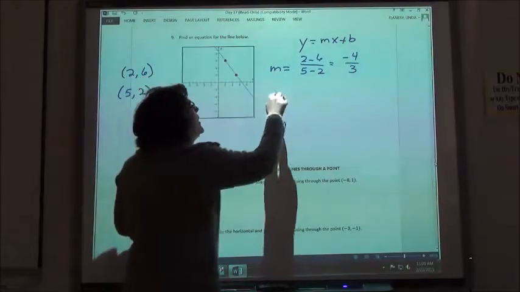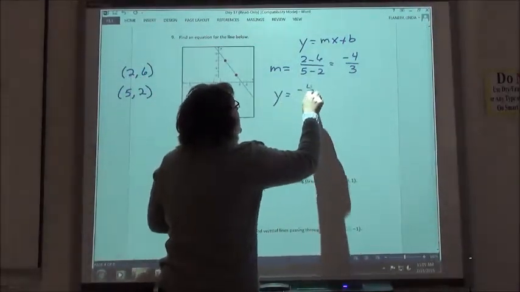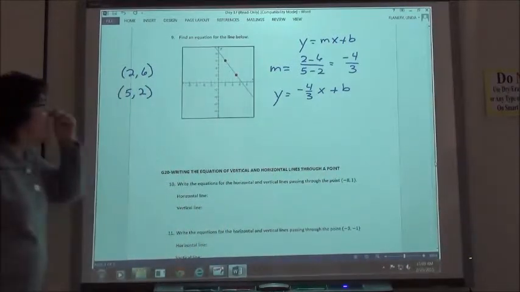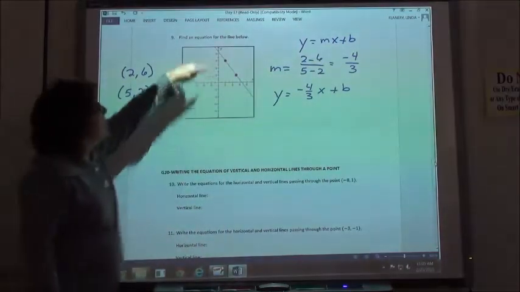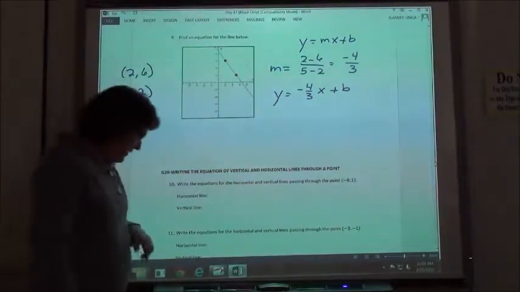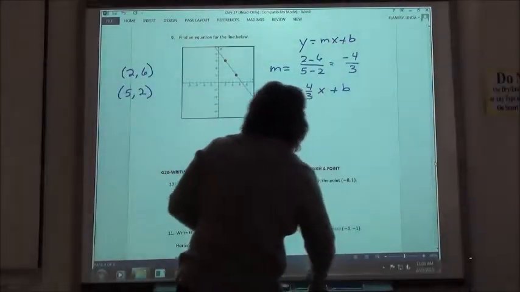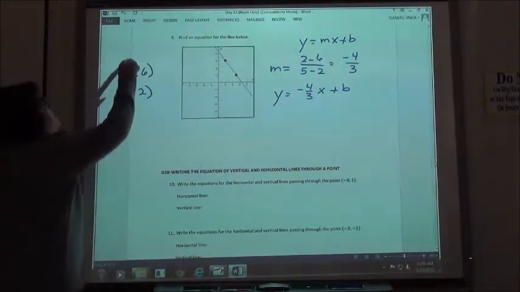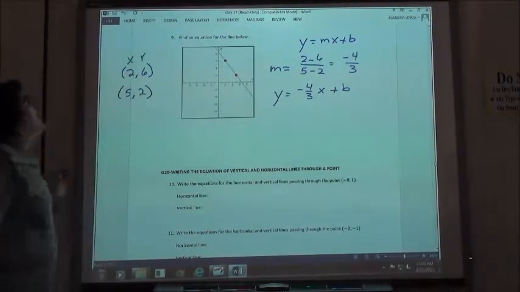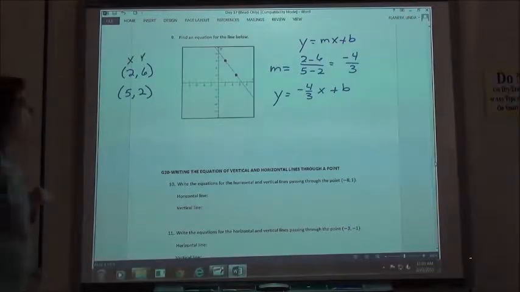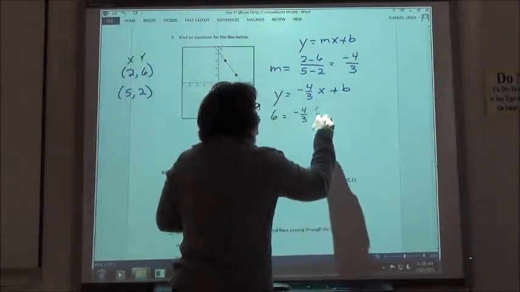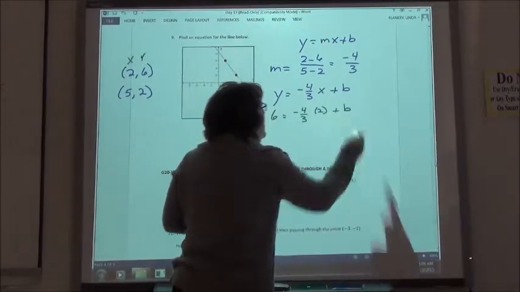Yep, that looks good. So y equals negative 4/3 x plus some number b we have to find. We still have to find that y-intercept. We can see it's up here above the 8, but what is it exactly? We'll find out. Doesn't matter again which point you want to use. I'm just going to use the top one. So I'm going to put 2 in for x and 6 in for y. So 6 is going to equal negative 4/3 times 2 plus some number b.